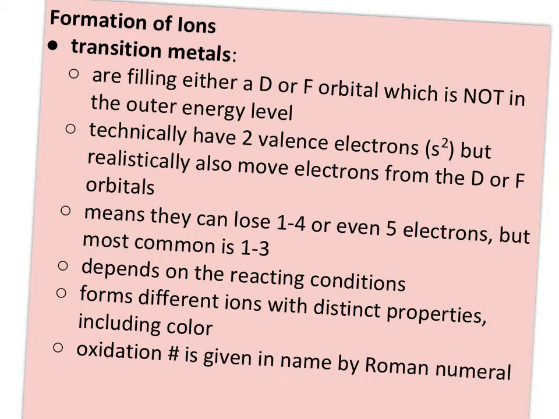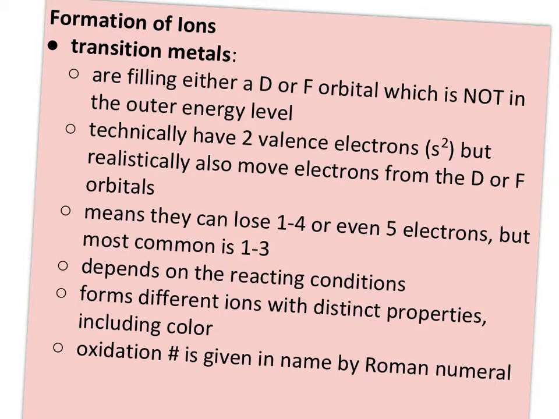Transition metals, as I mentioned, are either filling a d or f orbital, which is not the outer energy level. So technically they have 2 valence electrons in the s of that outer orbital, but realistically they can also move electrons to or from the d or f orbital that they're in the middle of filling. It means they can lose 1 to 4 or even 5 electrons. Most commonly, definitely, is 1 to 3 electrons.